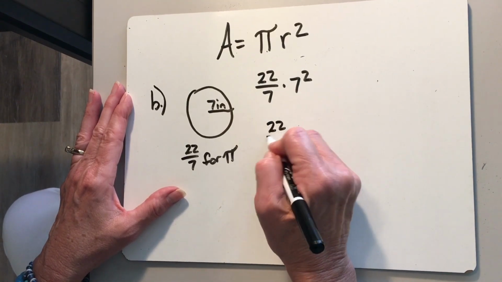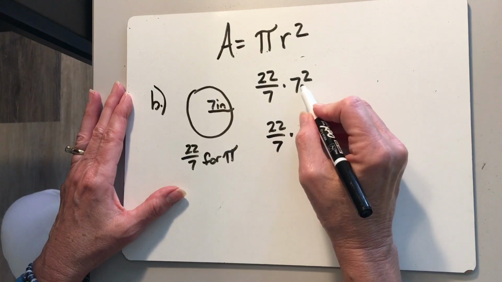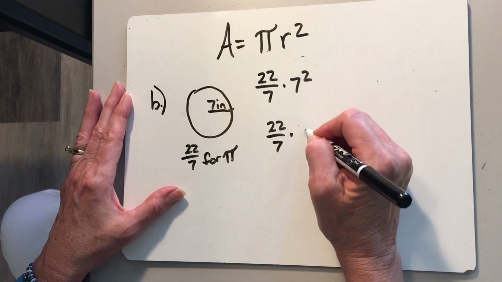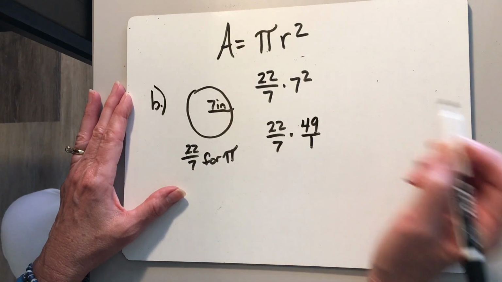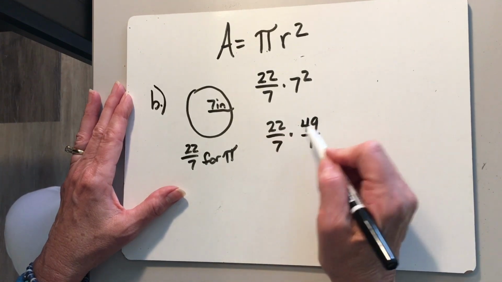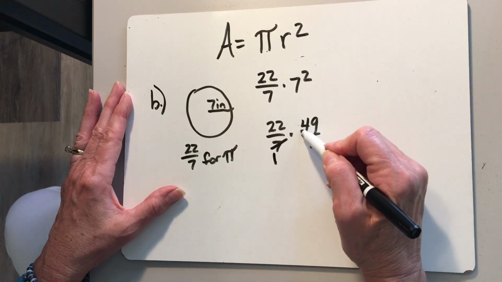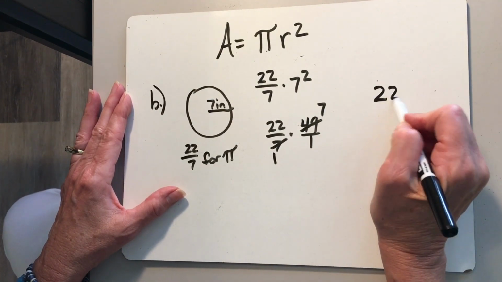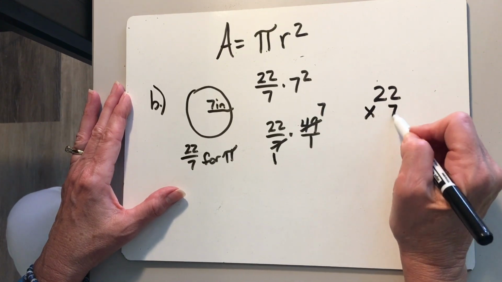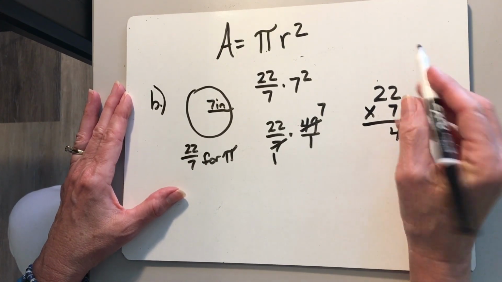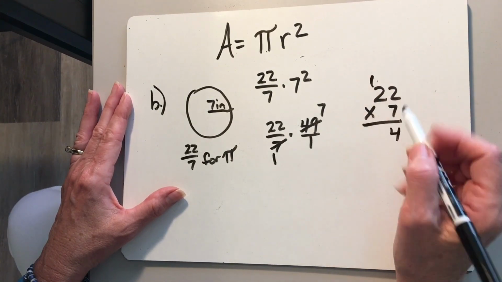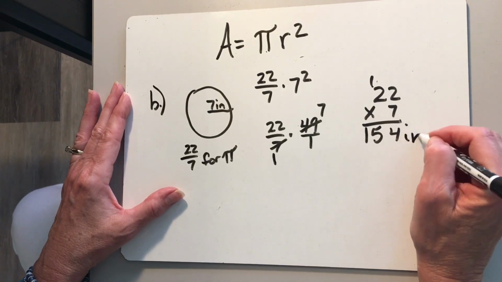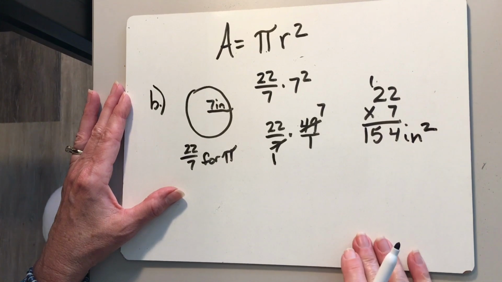So that's 22/7. 7 squared is 7 times 7, not 7 times 2, but remember squared means we multiply that number by itself. 7 times 7 is 49. I'm going to go ahead and put 49/1. Then we cross cancel. 7 goes into 7 one time, into 49 7 times, and here's our problem, 22 times 7. So 2 times 7 is 14, carry our 1. 2 times 7 is 14, plus 1 is 15. 154, and it's in inches, 154 inches squared.